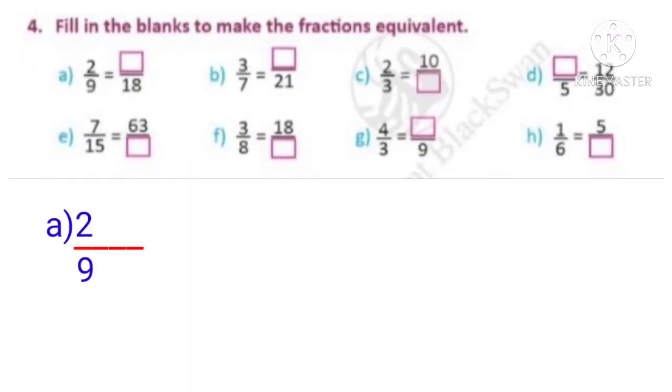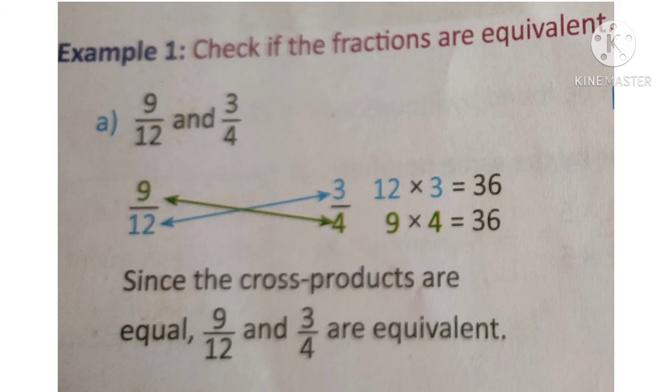Fourth sum, fill in the blanks to make the fractions equivalent. First sum, 2 by 9. So we have to fill the box. You can observe that if I multiply the denominator, that is 9, by 2, we'll get 18. So that is the required number. If you multiply the denominator, you should multiply the numerator also. So 2 into 2 will get 4. 4 by 18.